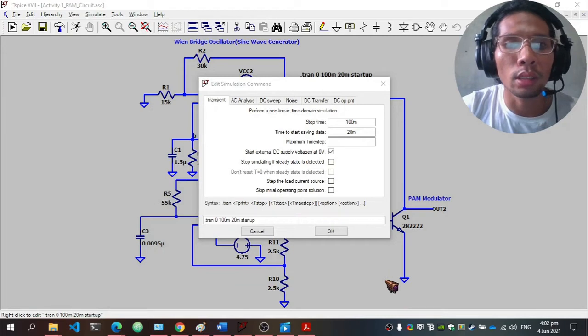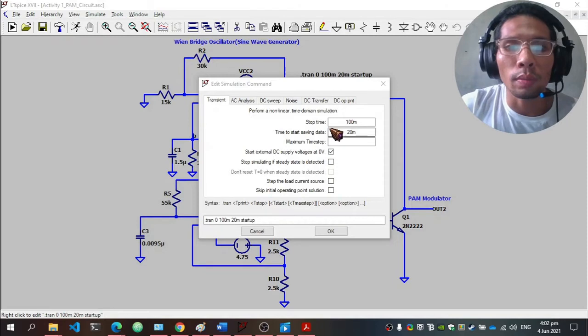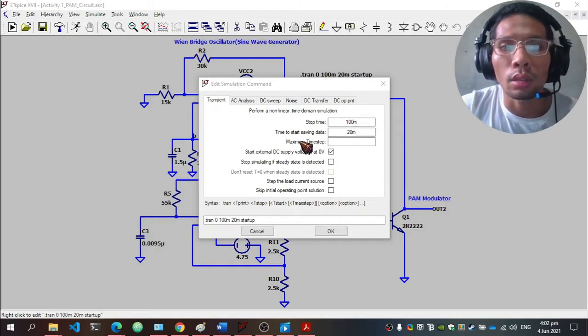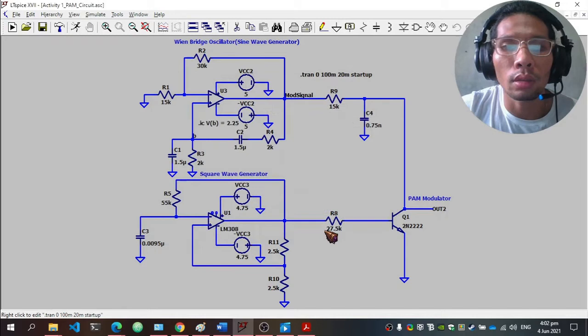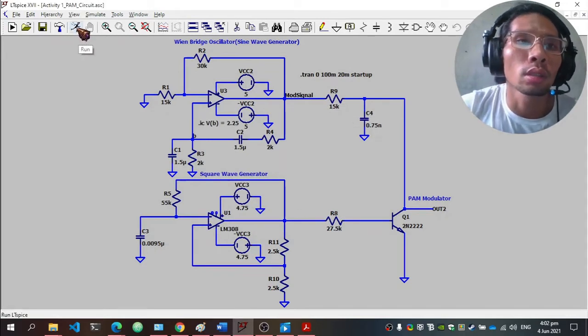After building the schematic diagram of the pulse amplitude modulation circuit, I edited the simulation command using the transient simulation with a stop time of 100 milliseconds and time to start saving data of 20 milliseconds, and a syntax of .tran for startup. Clicking OK and running the simulation by clicking the running man or the run button.